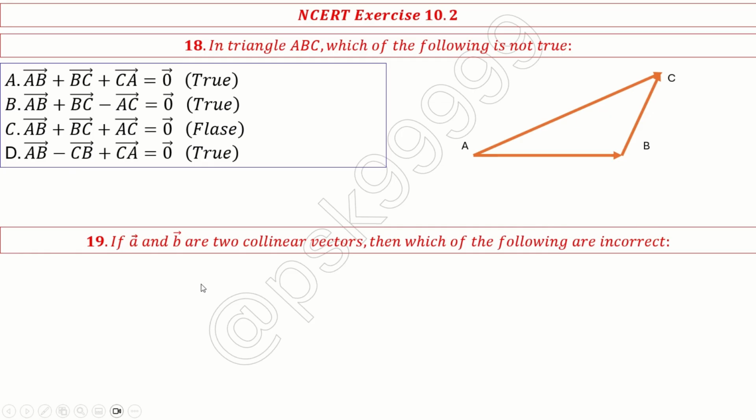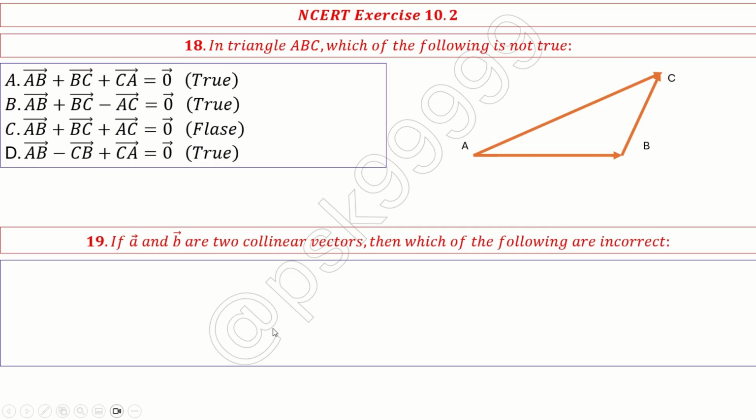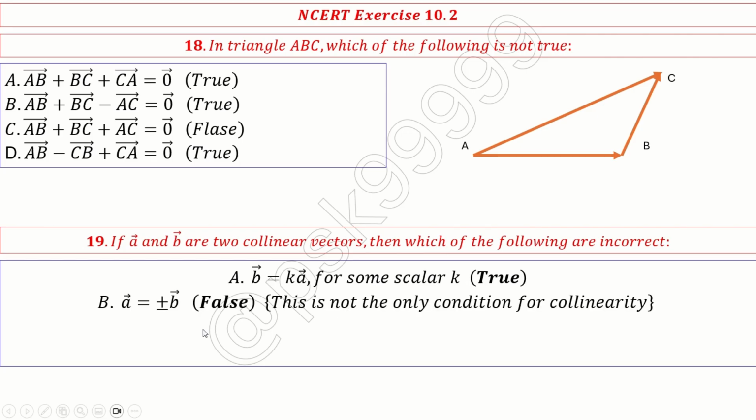Next. If A and B are two collinear vectors, which of the following are incorrect? Okay. Again, just true or false statements. B bar equal to K A bar for some scalar K. This is true. We know. A bar equal to plus or minus B bar.